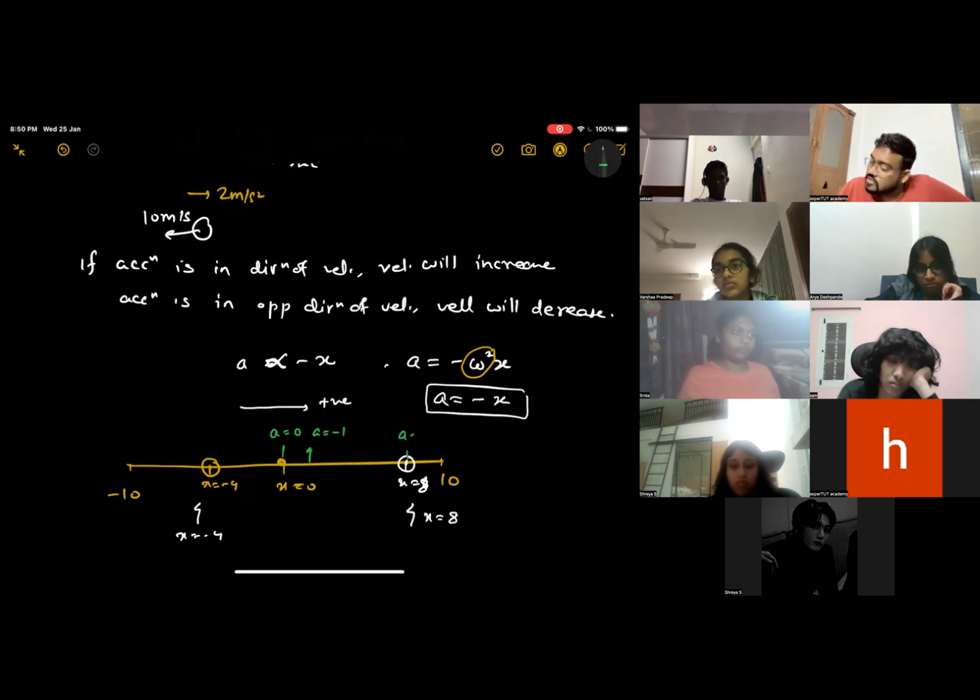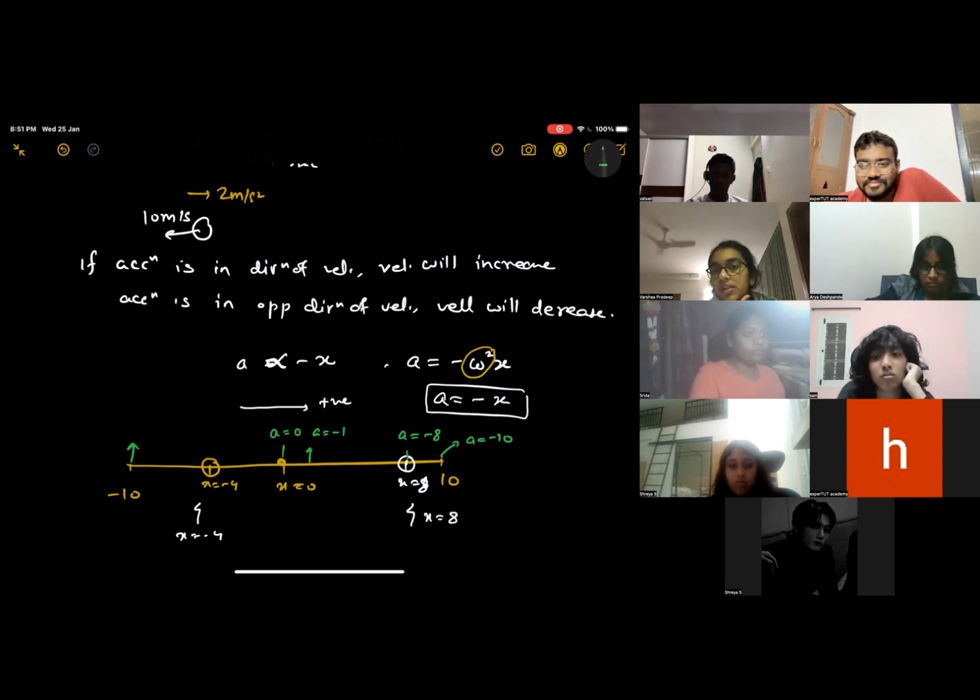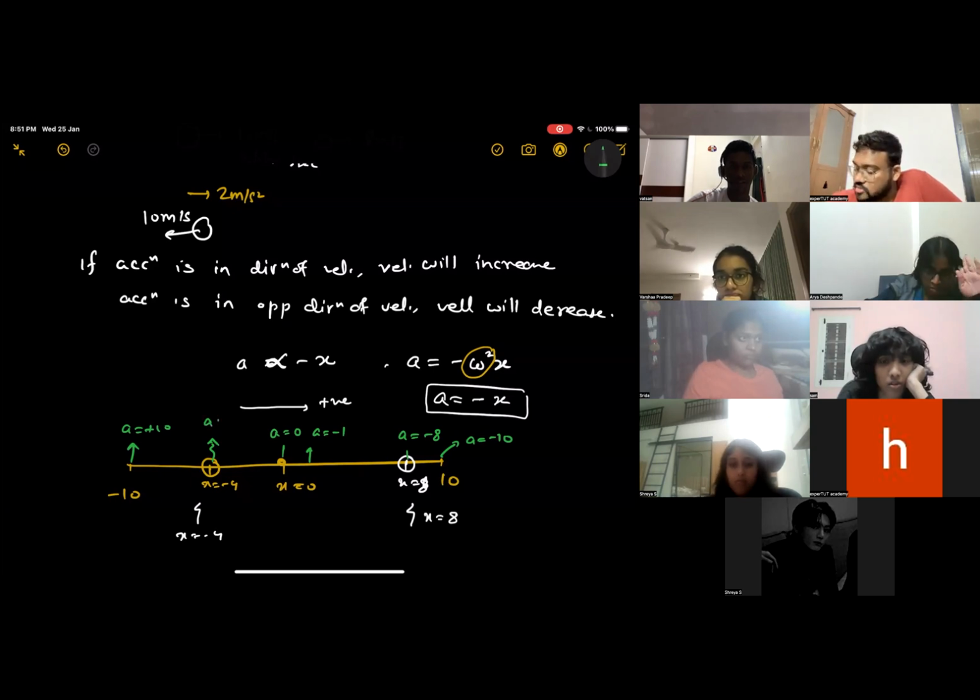Here acceleration is minus 8, right? Here acceleration is minus 10. Understood? And here how much acceleration? Plus 10. Yeah. And here how much is it? Plus 8. No, plus 4. Plus 4.